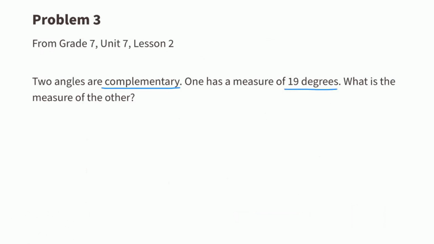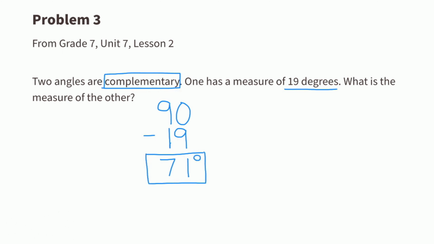Problem number 3 from 7th grade, Unit 7, Lesson 2. Two angles are complementary. One has a measure of 19 degrees. What is the measure of the other? Since the sum of two complementary angles is 90, we can subtract 19 from 90 to find the missing measure. 90 minus 19 is 71. So the missing measure, or the measure of the other angle, is 71 degrees.